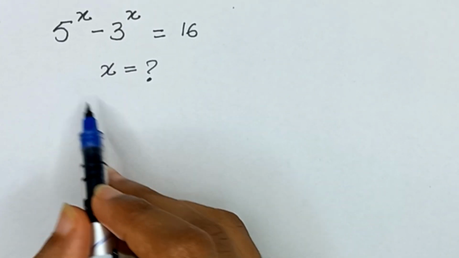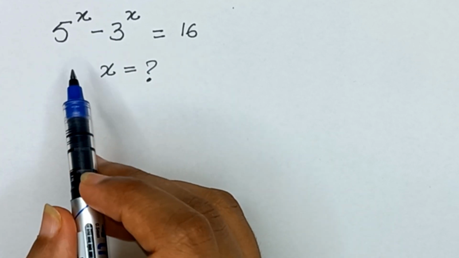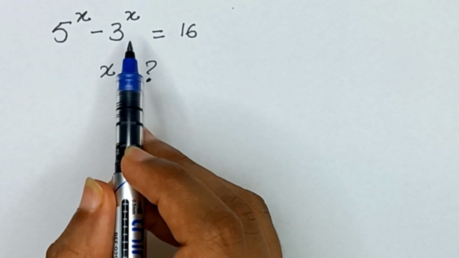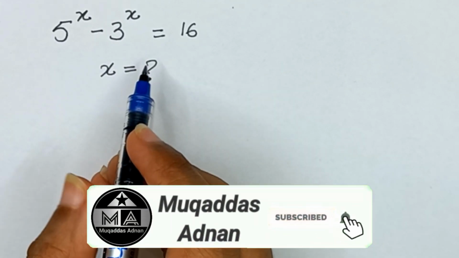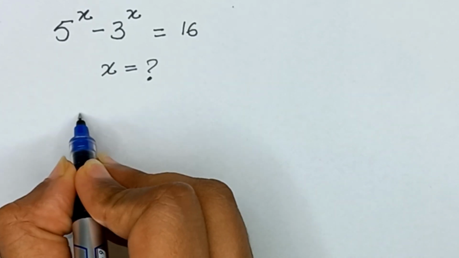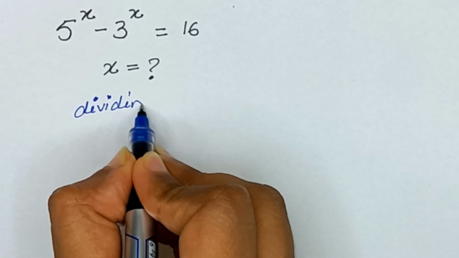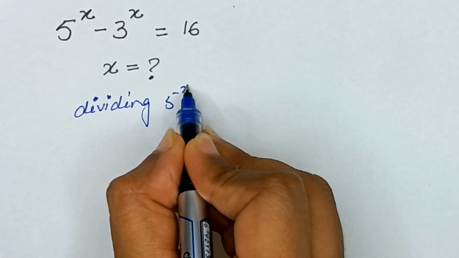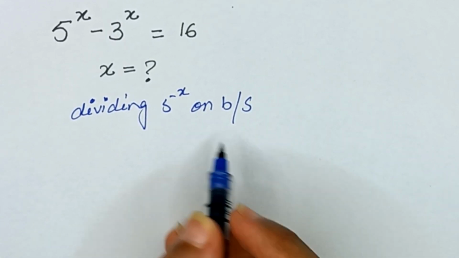So in this video we will find the value of x from this given equation, which is 5 raised to the power x minus 3 raised to the power x, which is equal to 16. So in the first step I will divide 5 raised to the power x on both sides.